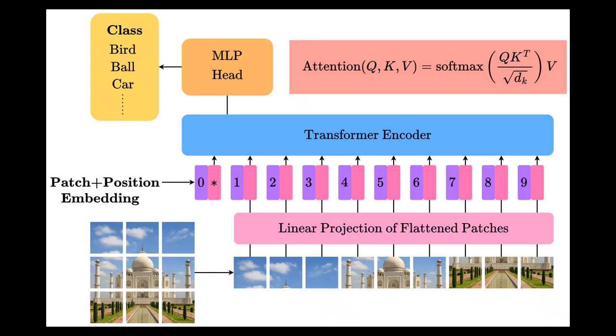In the original transformer paper, they used sinusoidal positional encodings. But in vision transformers, they use learnable positional embeddings. Another important design choice is the class token. Along with the patch embeddings, we add a special class embedding. Here I have shown it using a star. This class token acts as a global aggregator.